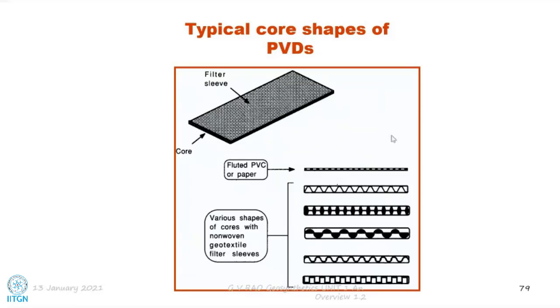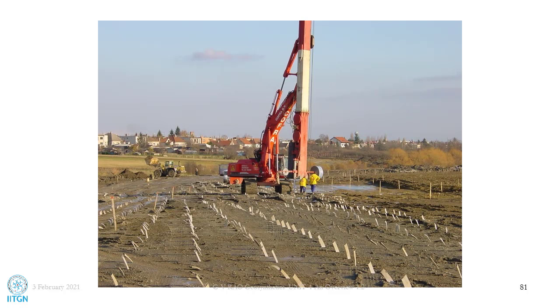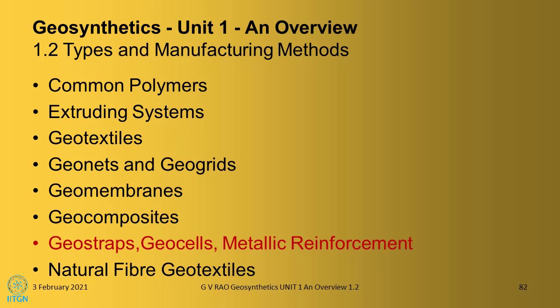And we have used many such cases in India successfully. I think lakhs and lakhs of meters are used in the country, particularly at Mundra, to accelerate the consolidation. So that is the variety of geocomposites you can have. Another range of materials is what we can call geostraps, geocells, and metallic reinforcement.